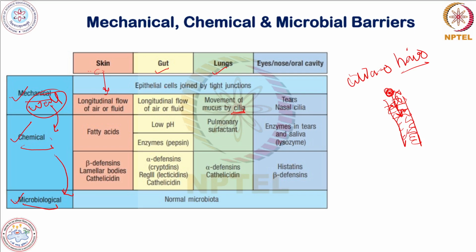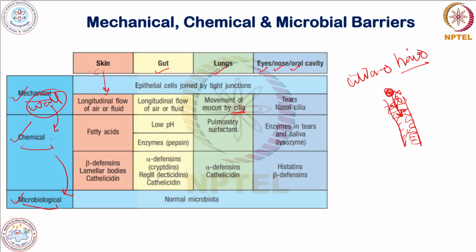The next one is eyes, nose, and oral cavity. These contain the tears or the nasal cilia, which wash away the microbes. Like from our eyes, we get tears, and from our nose and oral cavity, we get the mucus secretion. So these also flush out the pathogens' entry. So these are the mechanical type of barrier.